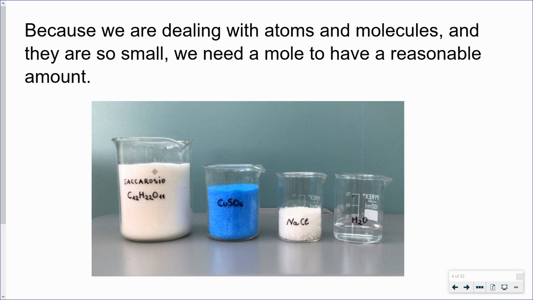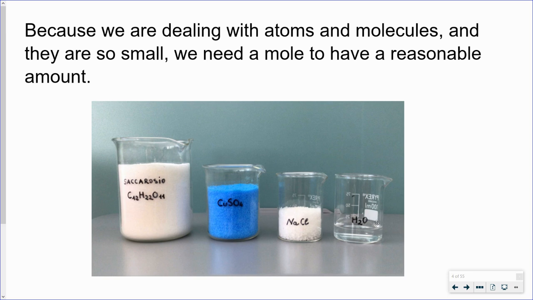In fact, that's a mole of sucrose, table sugar. That's a mole of copper 2 sulfate right there. That's a mole of sodium chloride, table salt. And that right there is a mole of water. It doesn't even fill up a quarter of that beaker. And that's only a 100 milliliter beaker. That's a small one.